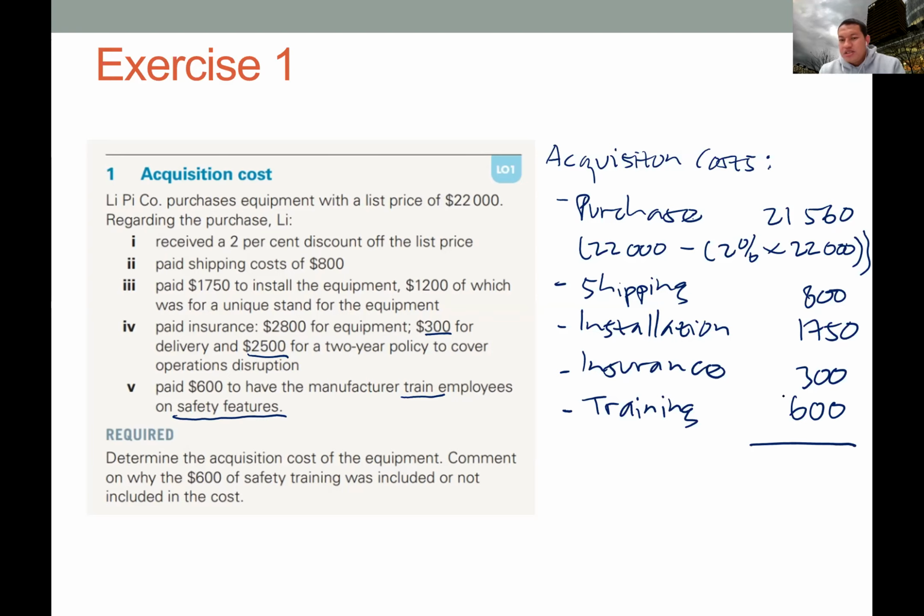Okay, so this is the acquisition cost. So we have 1,560 plus 800 plus 1,750 plus 300 and plus 600. Okay, so in total, we will get 25 something, 25 and 10. Okay, please check my calculation.